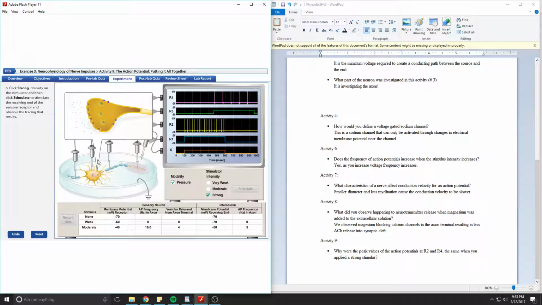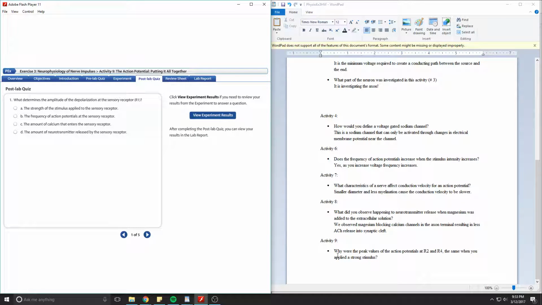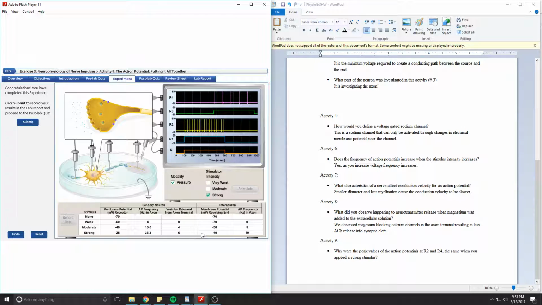Ooh, look at them go. Record data. Submit. All right. Let's go back for a sec. Why were the peak values of the action potentials at R2 and R4 the same when you applied a strong stimulus? Why were they the same?